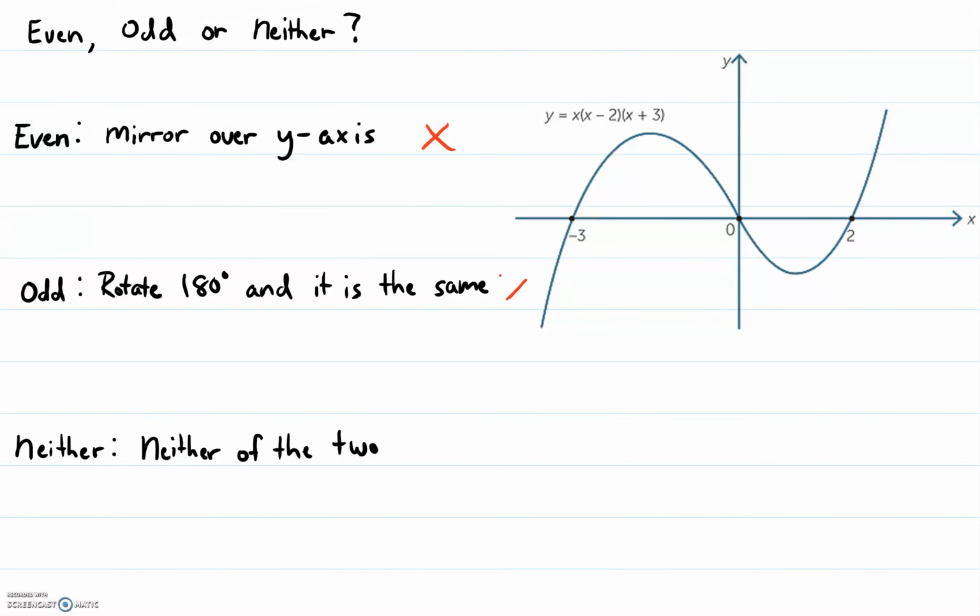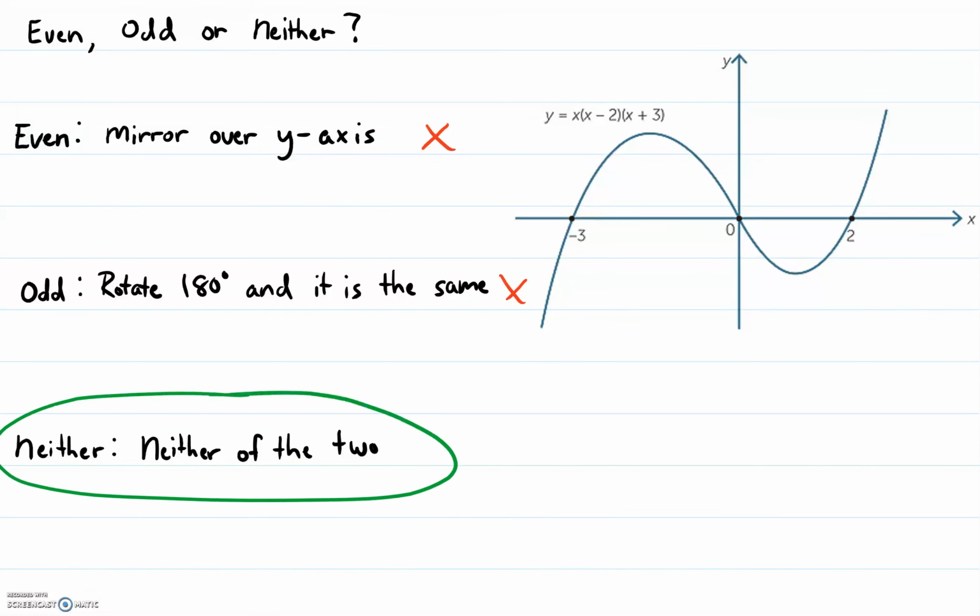So it's not even, and it's not odd. So now, if we determine whether it's neither, all we have to do is say it's not even and it's not odd. And we've already done that, so our answer is that this is neither even nor odd.